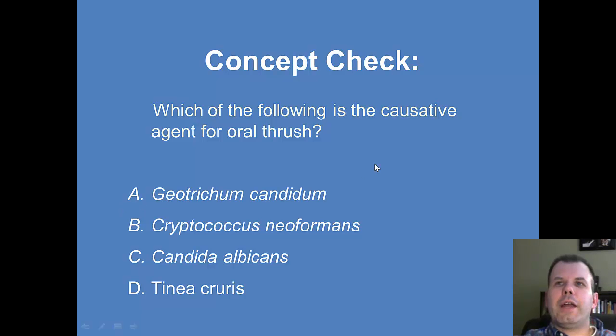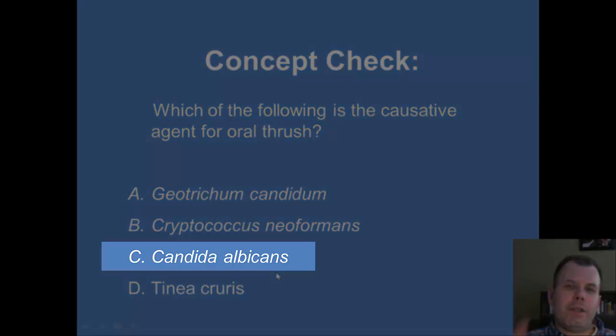All right, so again, which of the following is the causative agent for oral thrush? Is it Geotrichum candidum, Cryptococcus neoformans, Candida albicans, or Tinea corporis? Which is the one that causes oral thrush? And again, that's an opportunistic yeast infection. So which one is that? If you said Candida albicans, you are correct.